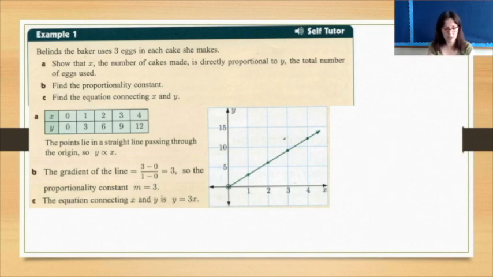Then finding the equation, as we know, from y equals mx plus c, the c is 0 here, and we already know, as discussed earlier, that the proportionality constant is the slope, so we put it in there for y equals 3x. Okay, so that's the end of this video.